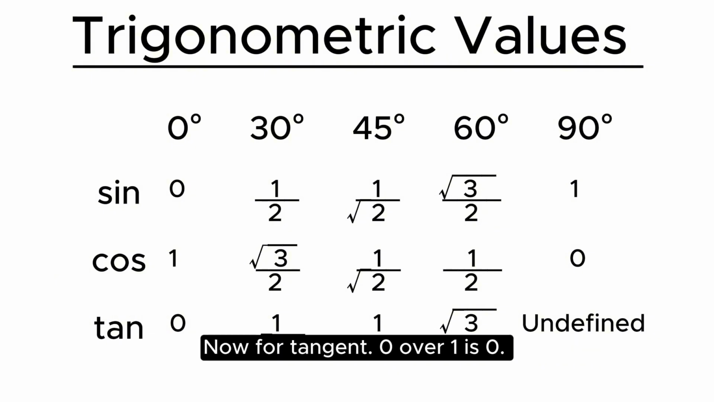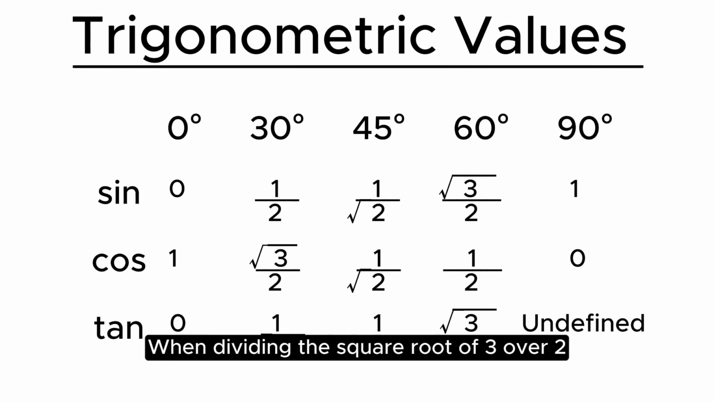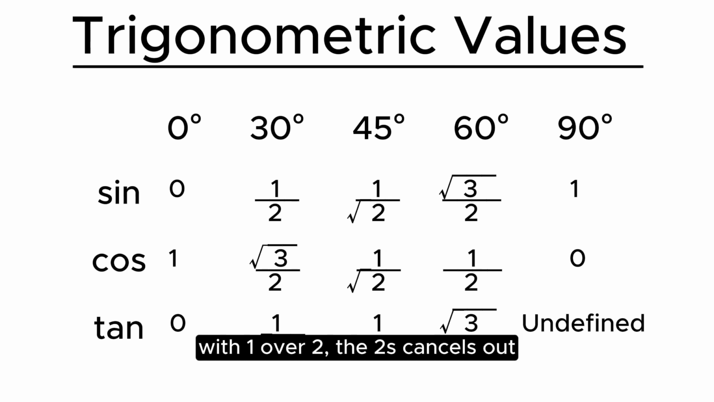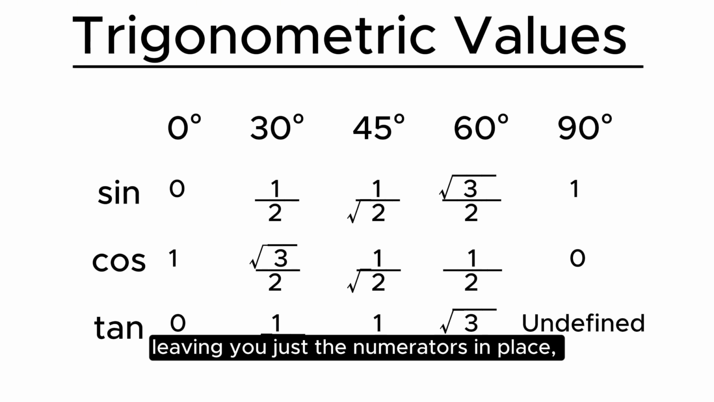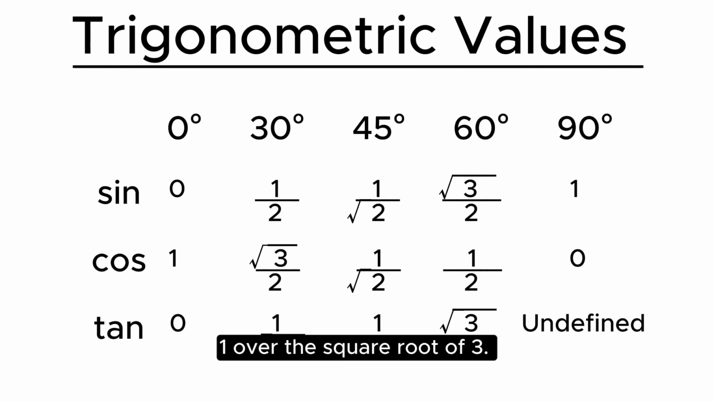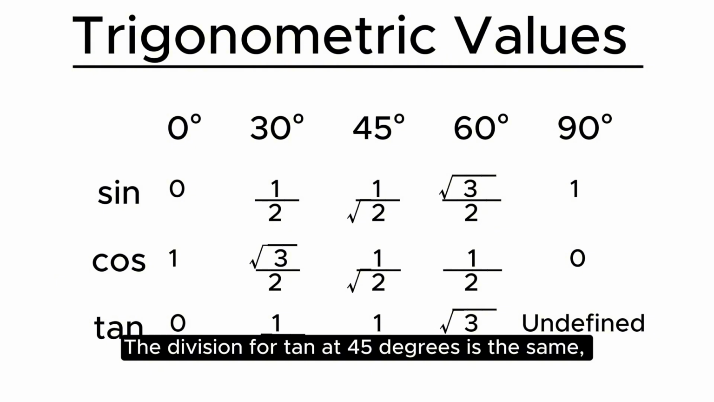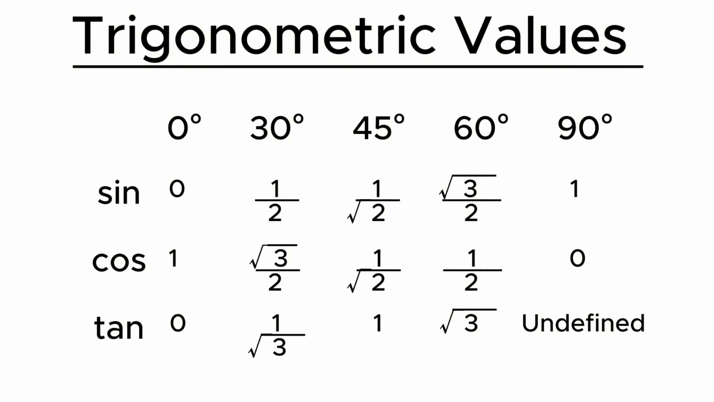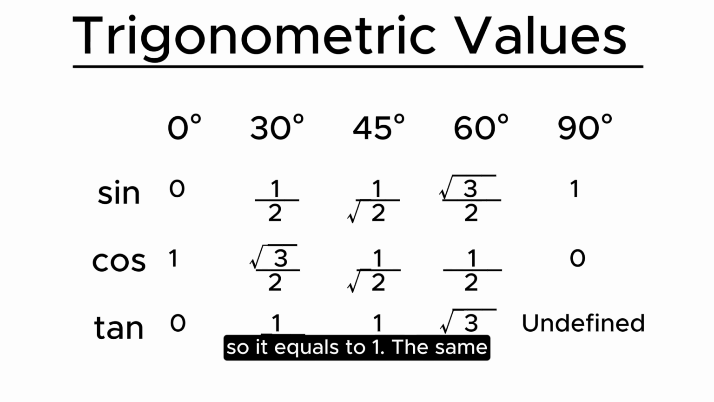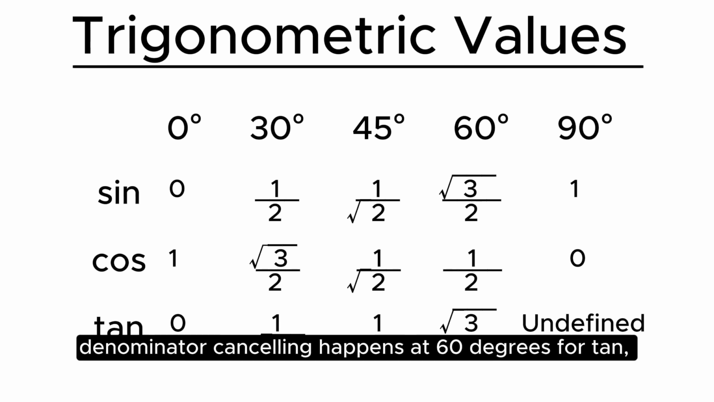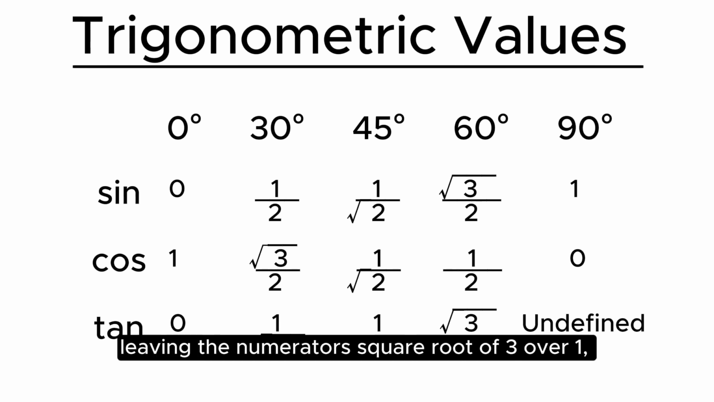Now for tangent. 0 over 1 is 0. When dividing the square root of 3 over 2 with 1 over 2, the 2's cancel out when you multiply the fractions by 2, leaving you just the numerators in place, 1 over the square root of 3. The division for tan at 45 degrees is the same, so it equals 1. The same denominator cancelling happens at 60 degrees for tan, leaving the numerator square root of 3 over 1. So it just simplifies to the square root of 3.